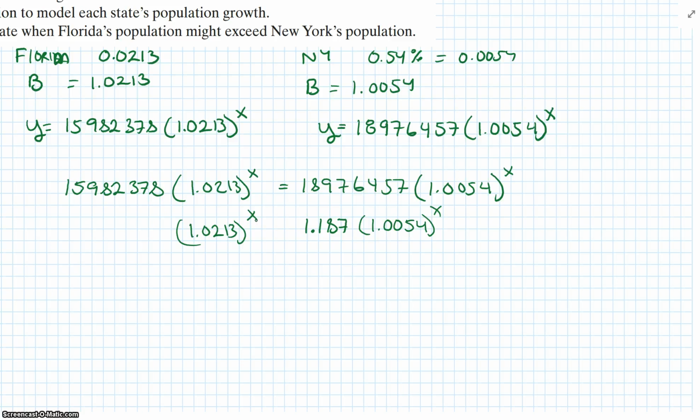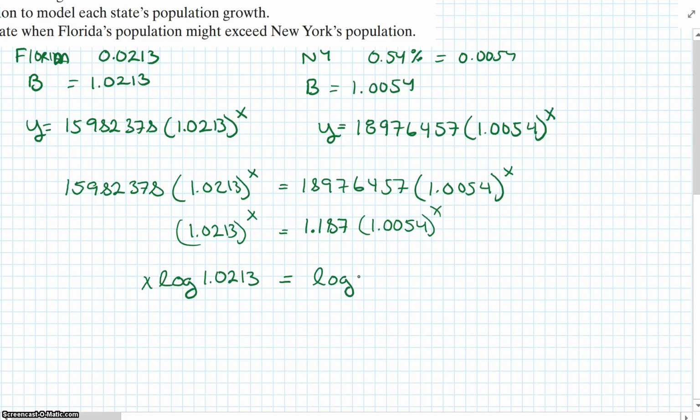All right. So let's log both sides. So I'm going to get x times the log of 1.0213 equals the log of, remember we can break these up, 1.187 plus x times the log of 1.0054.